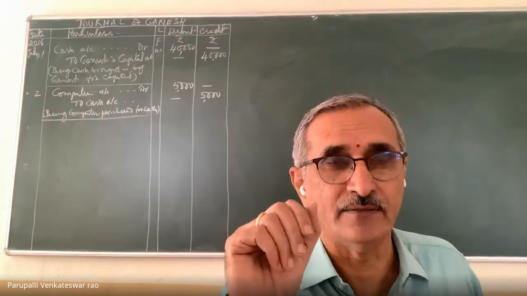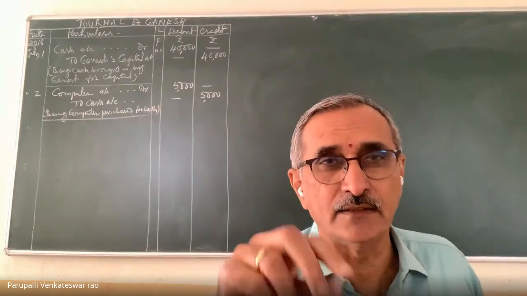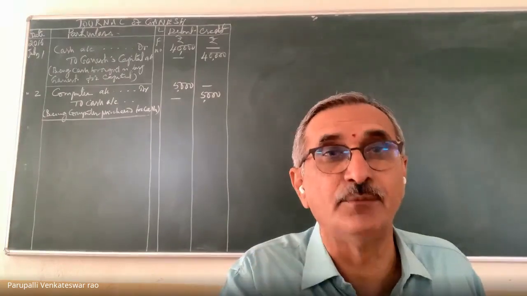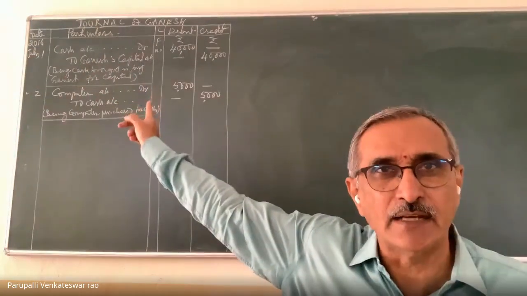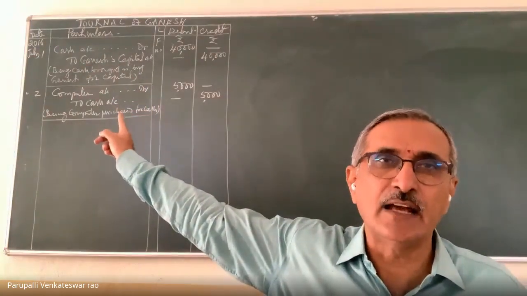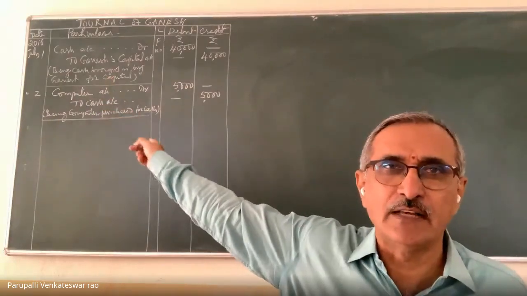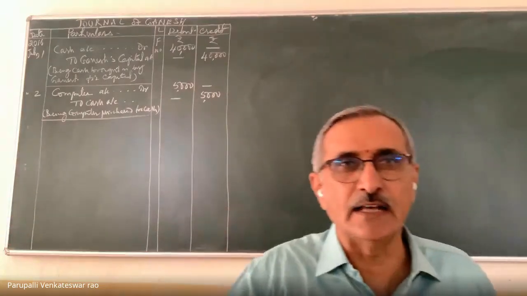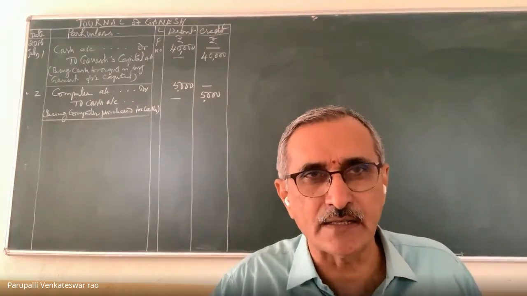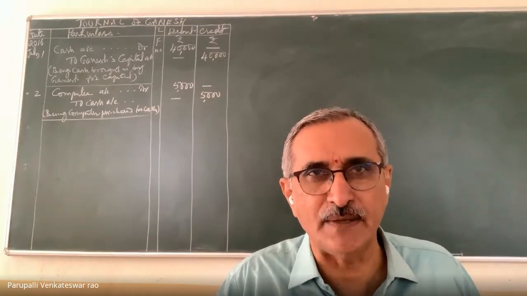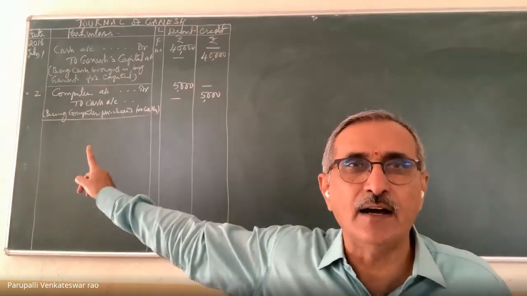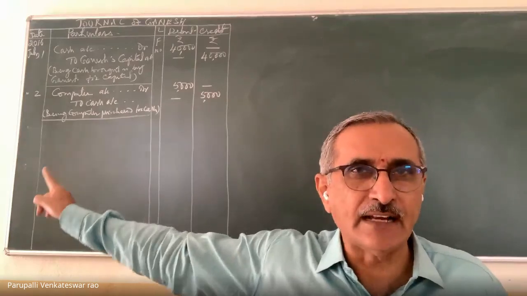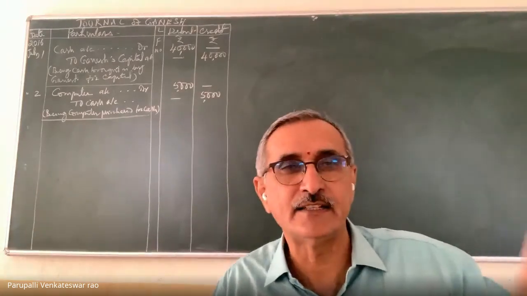They were identified. After identification, these transactions are recorded in a book called journal. Journal is a book. A journal has a format: date, particulars, ledger folio, debit and credit. In that format, these transactions, after identification of debit aspect and credit aspect, are entered in the book called journal.